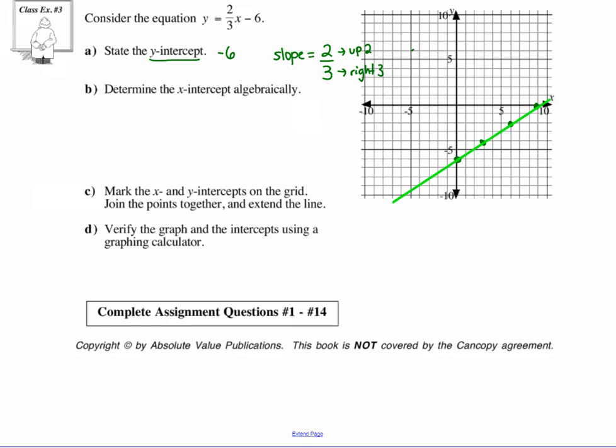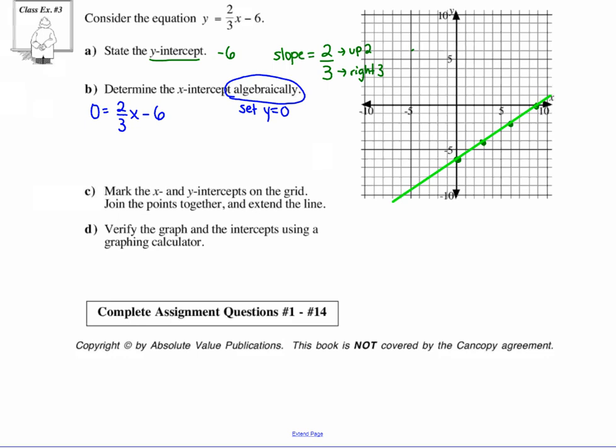So what do you get as your x-intercept just by looking at this graph? Okay. Do you get 9? So how do we algebraically determine the x-intercept? Do you remember? You set y equal to 0. So 0 equals 2/3 x minus 6. And we solve for x.